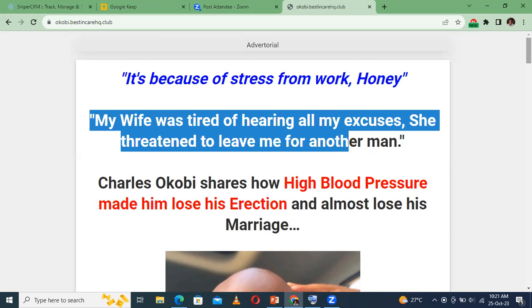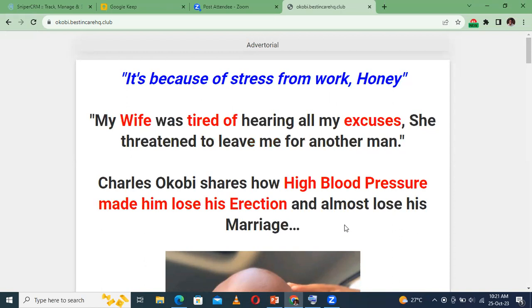You saw "because of stress from work, honey." Now, you can see that it is in quotes. Many of them will be in haste. Why is it making reference? What is happening? And you know, your audience are married people, right? So now, "my wife was tired of hearing all my excuses. She threatened to leave me for another man." Most of them are also facing this issue.